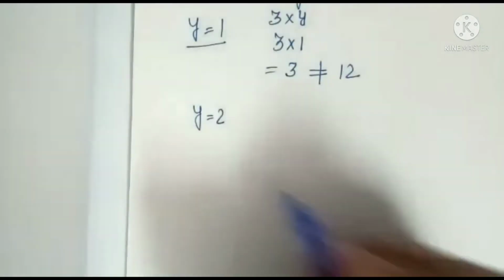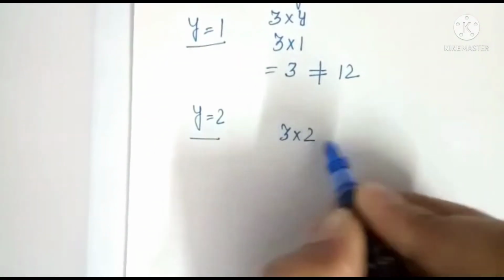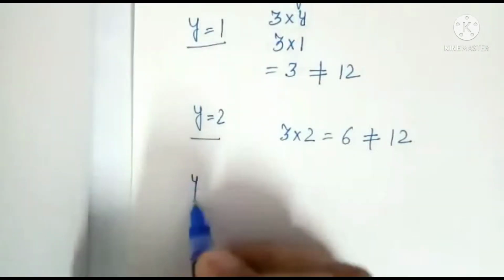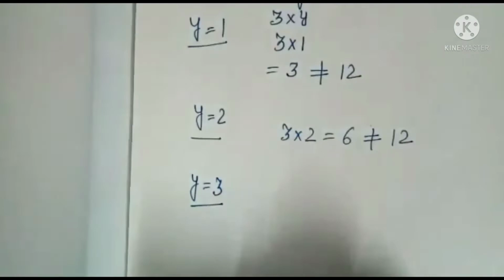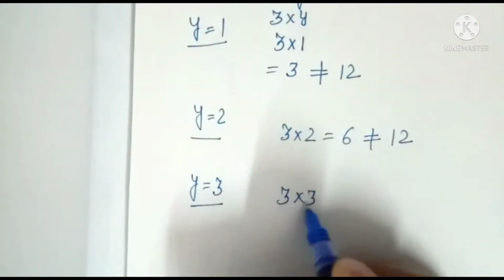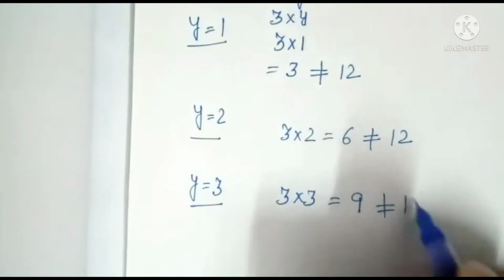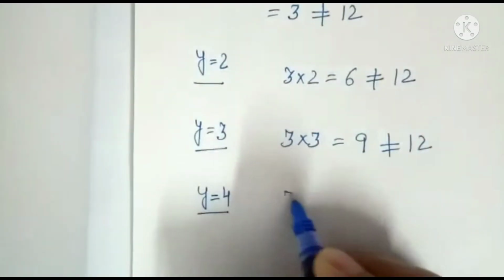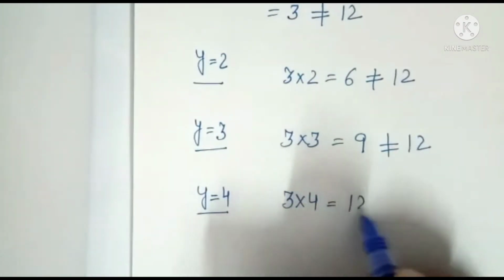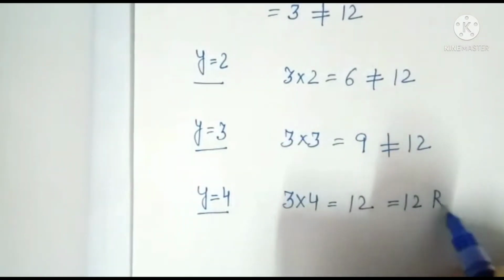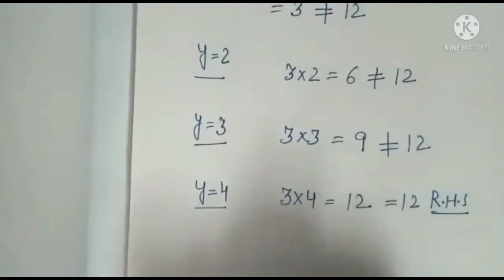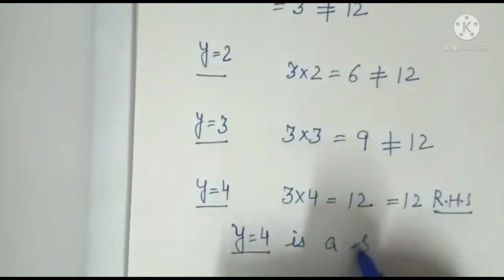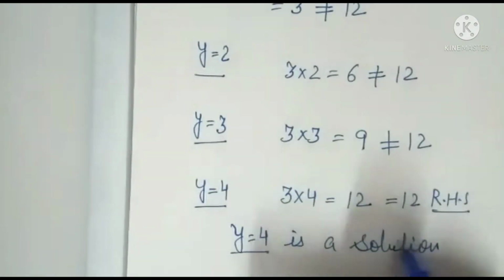Let us try with y is equal to 2. So 3 into 2, it is 6. It is also not equal to 12. It means 2 is also not a solution of this equation. Let us try with y is equal to 3. So 3 into 3, it is 9, which is again not equal to 12. So it is also not a solution. Y is equal to 4. 3 into 4, it is equal to 12, which is equal to the right hand side. So hence y is equal to 4 is a solution of this equation.